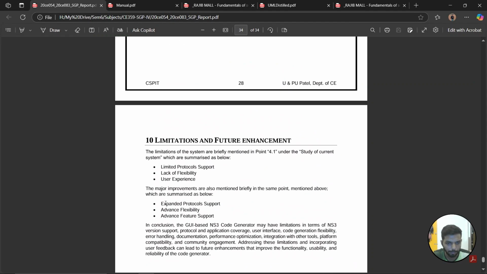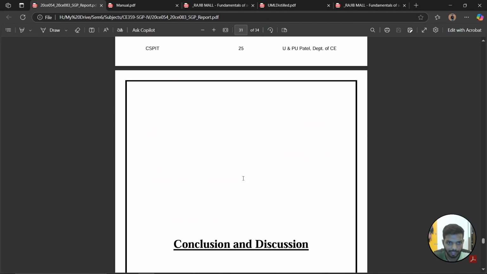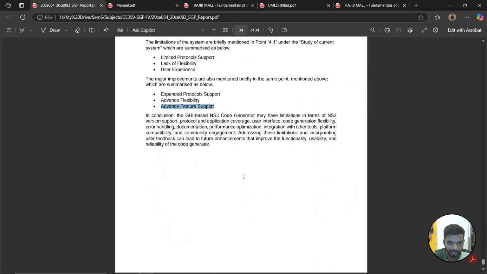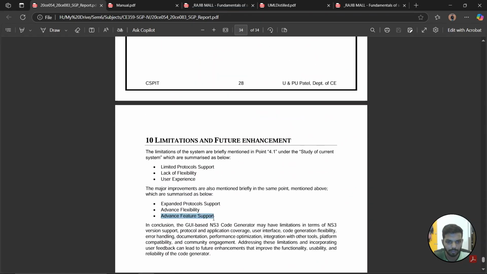Okay, and these are the improvements. We had also written the improvements as well. Expanded protocol support, advanced flexibility, and advanced feature support. Even though this was not drafted from scratch by us alone, these are the things that we had to focus on from now onwards. I particularly focused on limited protocol support and user experience.